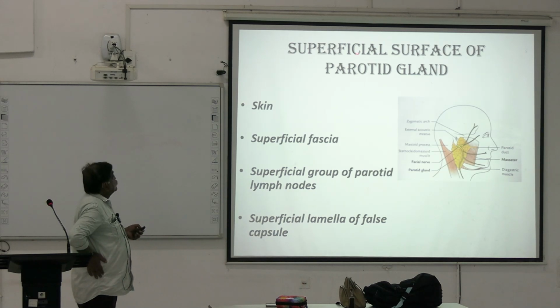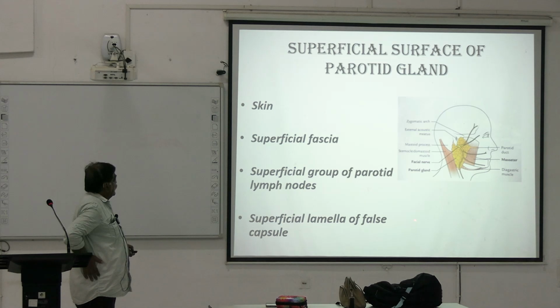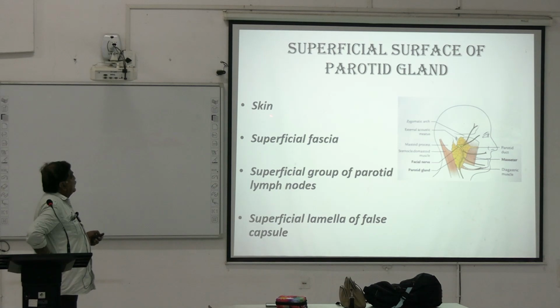Now, superficial surface of the parotid gland: skin, superficial fascia, superficial group of parotid lymph nodes, and superficial lamella of the false capsule.